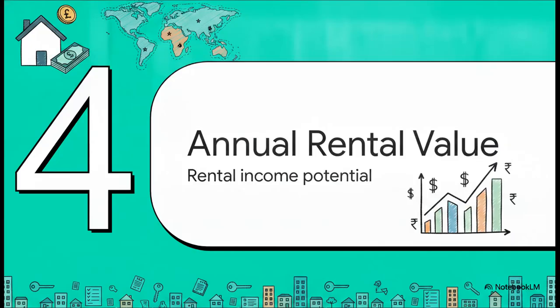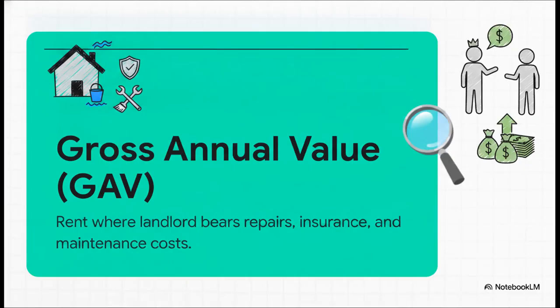Let's shift gears to Section 4, Understanding Annual Rental Value. This second major tool is super common across Commonwealth nations. Instead of looking at sale prices, this system is based entirely on rental income potential. We start with gross annual value, or GAV. Just think of a standard tenant-landlord relationship. GAV is the expected rent under the assumption that the landlord is the one bearing all the costs for repairs, insurance, and maintenance.